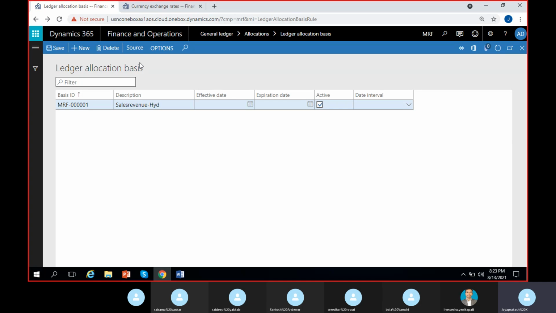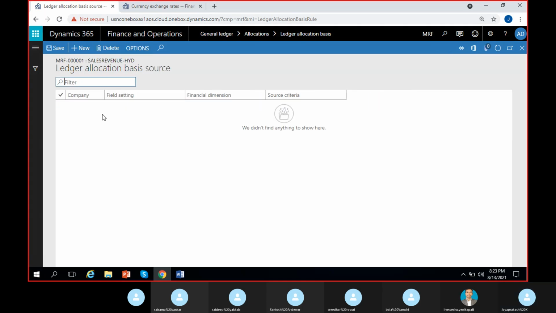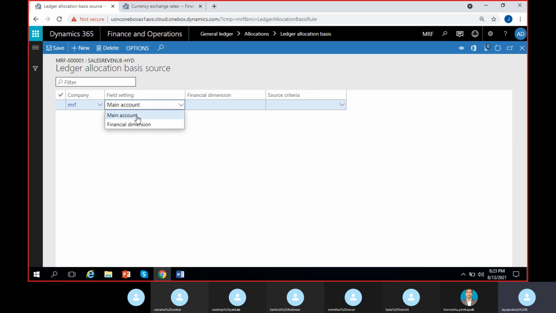Here we don't have any destination. We only have source to give. We have given sales revenue in Hyderabad, right? So we also have to give that account and dimension combination. That's what we have to give here in the source. So I'll go to source and click on new. It asks me which main account or financial dimension. First I'll select main account. Which main account? Sales revenue. So I'll select the sales revenue account here.